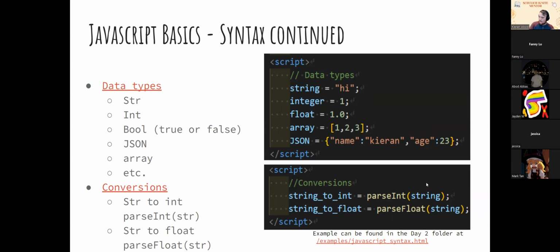So as you go through, you provide the key, it gives you the value back. And then on top of that, there are conversions: you can convert strings to ints using parseInt and strings to floats using parseFloat. You just pass in the strings and they'll do those conversions for you. This is the same stuff that we covered last time.